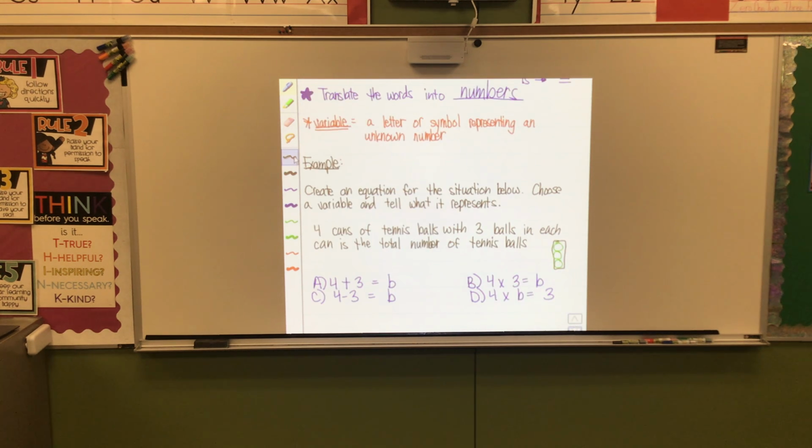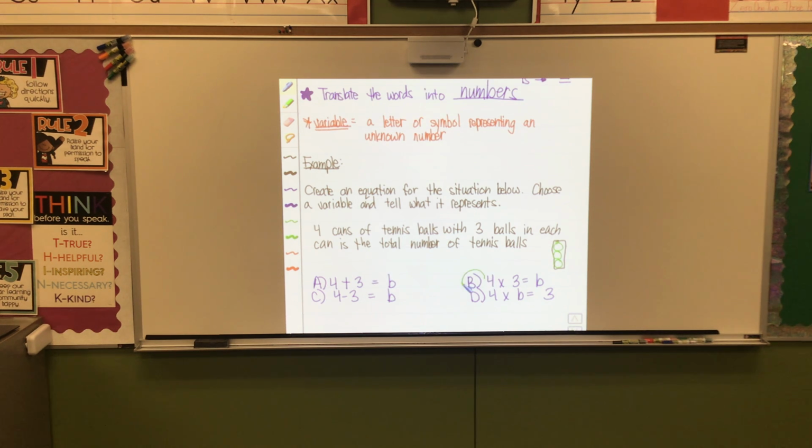It says, create an equation for the situation below. Choose a variable and tell what it represents. All right, so our problem here says we have 4 cans of tennis balls with 3 balls in each can is the total number of tennis balls. So which one of these equations best represents the situation? Is it A, 4 plus 3 equals B, B, 4 times 3 equals B, C, 4 minus 3 equals B, or D, 4 times B equals 3?